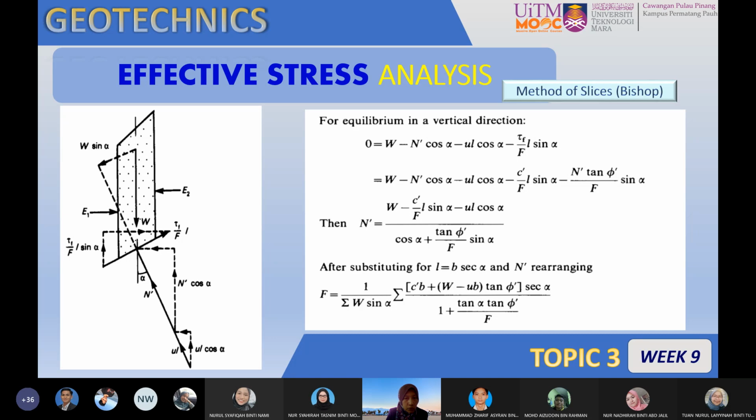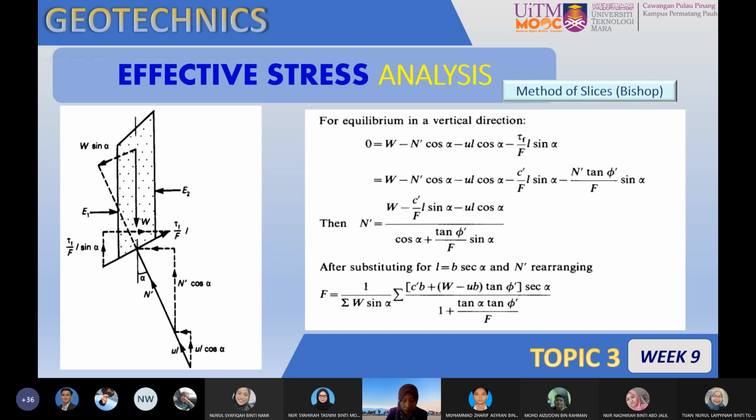So I won't show you how to derive it. You can have your own time to check how to start off if you're taking equilibrium in vertical directions. So assuming the total equals 0, and then you derive from W minus N effective cos alpha minus UL cos alpha minus tau F over FL sin alpha.